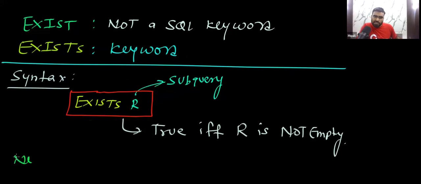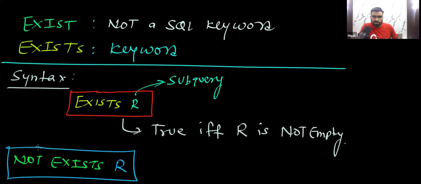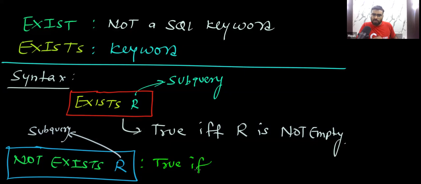Similarly, there is another keyword, that is not exists. Okay, this is another keyword. Again, this R must be a subquery. So again, when will this be true? See, the name itself is telling you: not exists means this R is empty. So remember, this will be true if and only if R is empty.